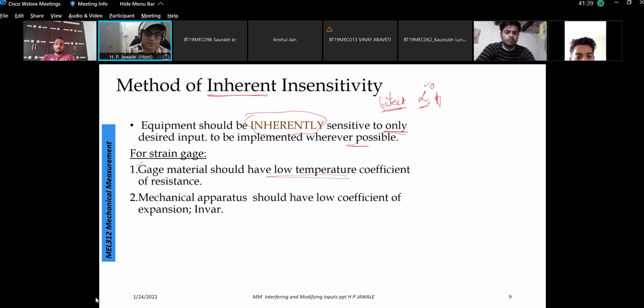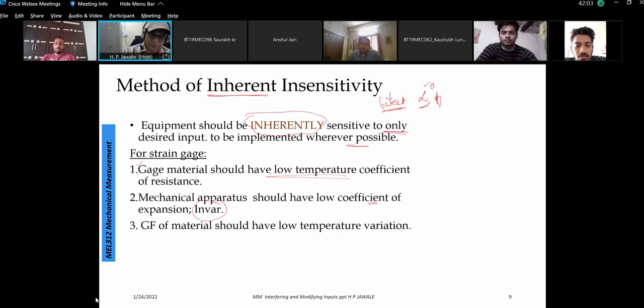Similarly, I can think of having mechanical apparatus should have low coefficient of expansion because of the lower expansion coefficient, like material called as INVAR, which is having very low value of alpha. There will not be any change in the length of the bar, and then it will not show some strain because of change in temperature, even if there is no force applied.